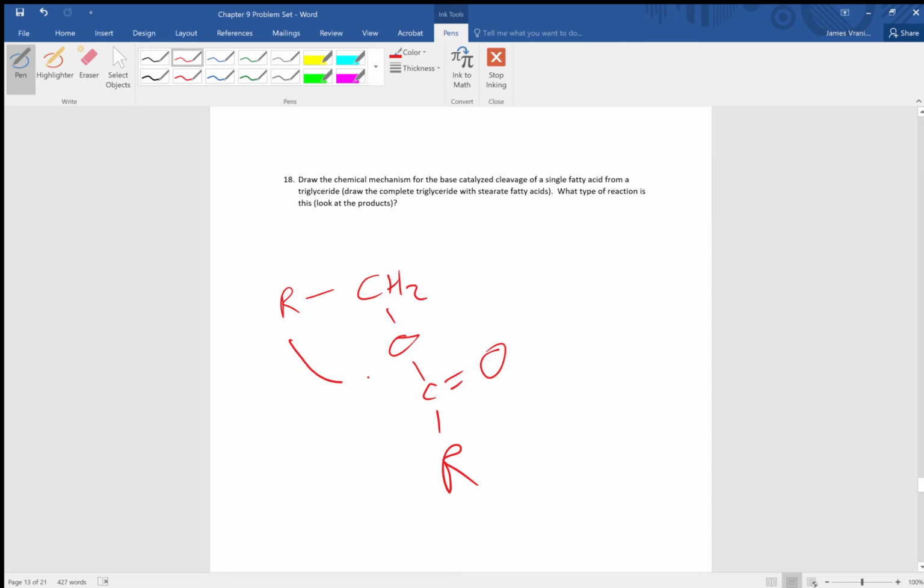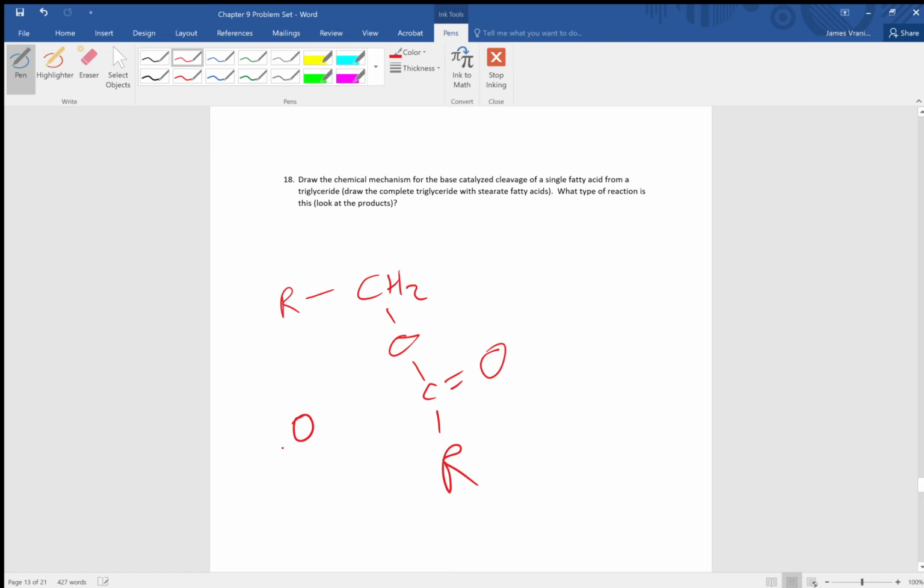This portion up here, that's the glycerol. The portion down here is one of these fatty acids. And so how does this occur? Well, we're doing a hydrolysis reaction, so we're going to use water to break bonds. And specifically, we're trying to break the bond right here between the glycerol and the fatty acid.